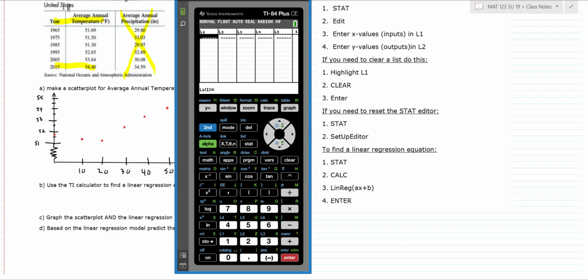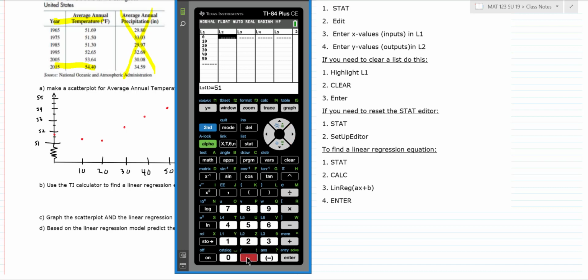Now this goes in X. We're not going to start with 1965, we're going to start with 0. Then we're going to go 10, kind of like we did on our scatter plot, then 20, then 30, and so forth. Then 40. You have to press Enter each time, so it goes like that. Then you can move over with your right cursor key and put in your other data.